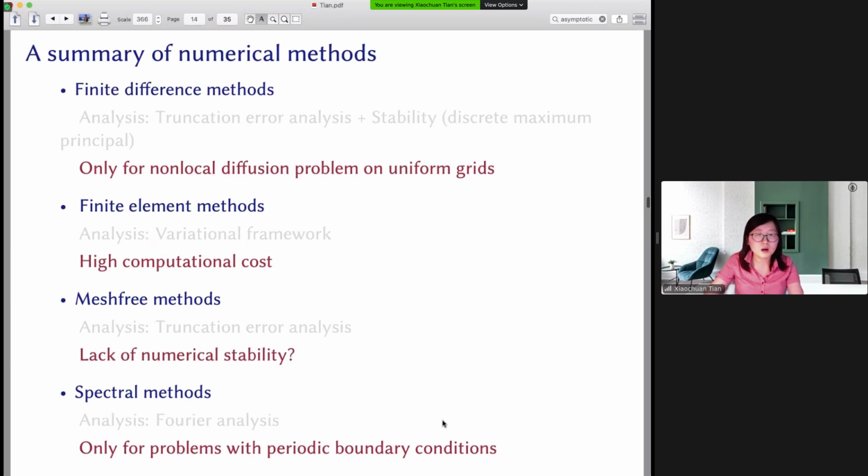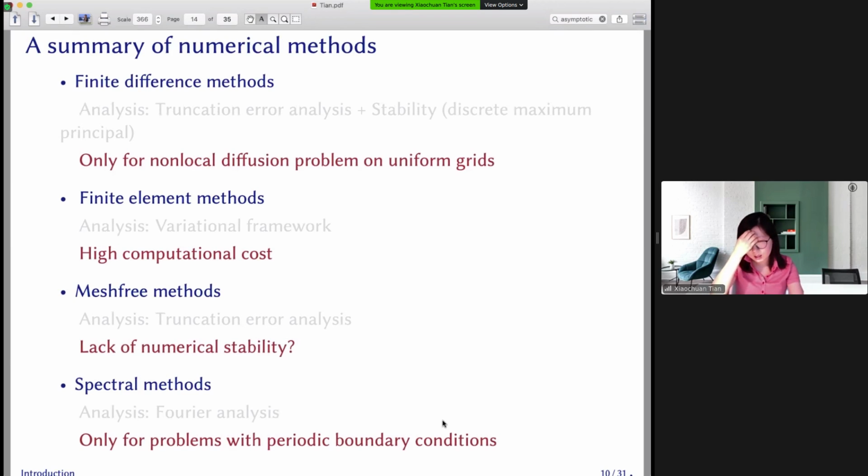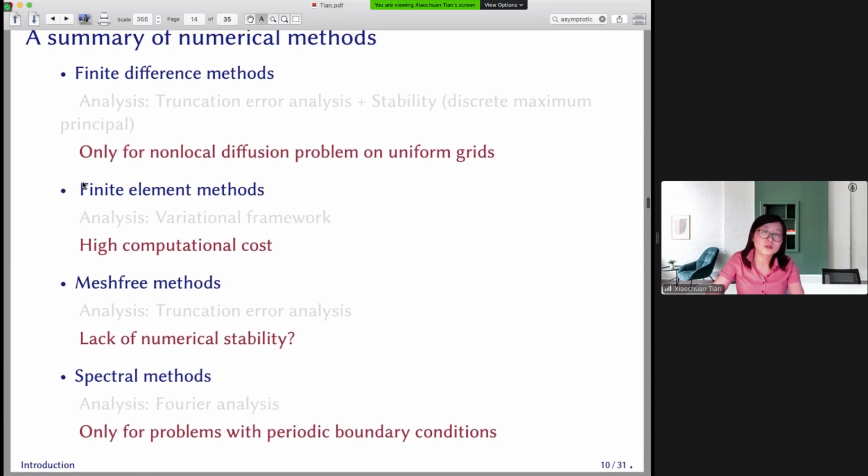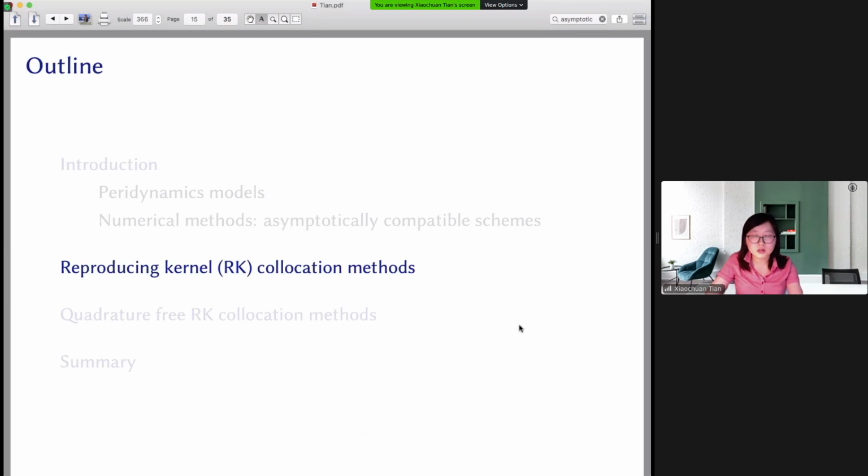So our goal is to try to find a numerical method that can be applied to general boundary conditions, at least for Dirichlet boundary conditions, and for which we can prove the numerical stability. And it is computationally efficient. And also we want it to work for the general peridynamics models, and hopefully not just uniform grids. So that's why we started to look at these asymptotically compatible collocation methods.